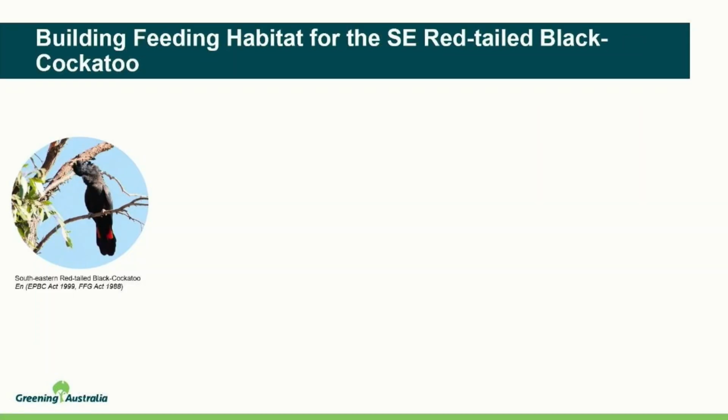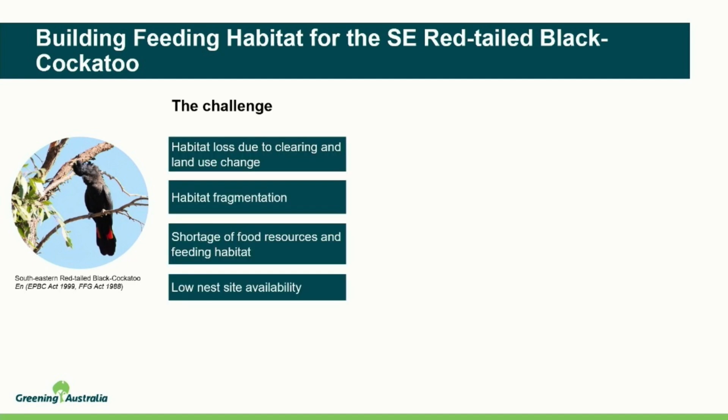So looking at building habitat for this special cockatoo. The southeastern red-tailed black cockatoo is a really fussy, picky eater, preferring the seeds of desert and brown stringybarks and at some times of the year bull oak. This species also requires tree hollows for breeding, which is found in old age eucalypts.